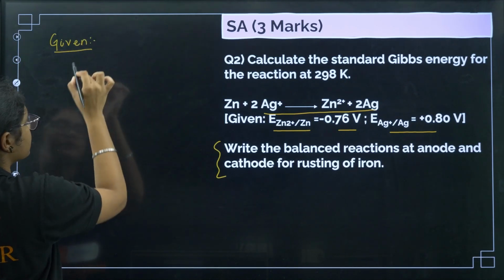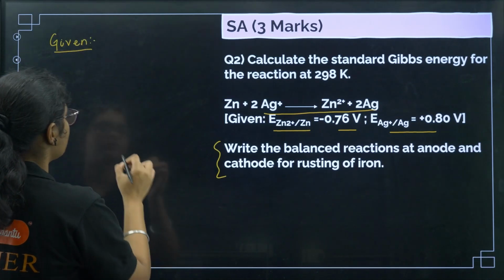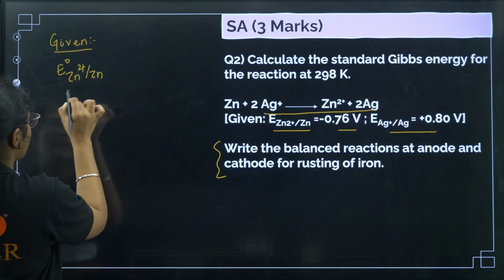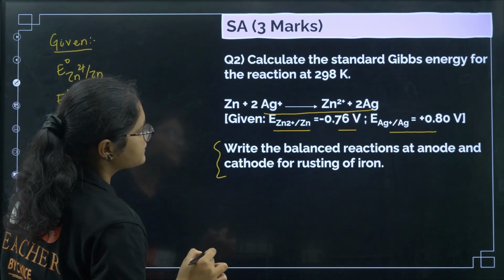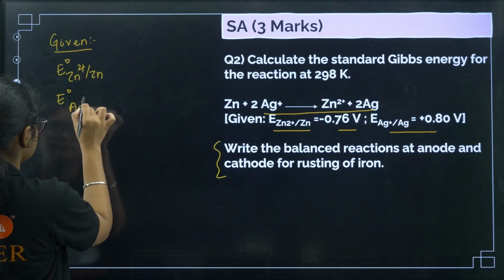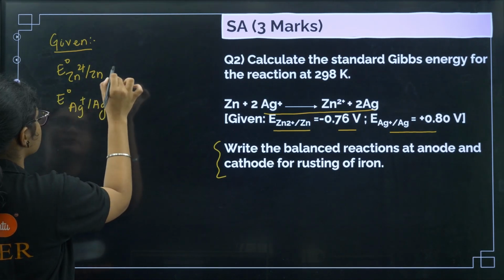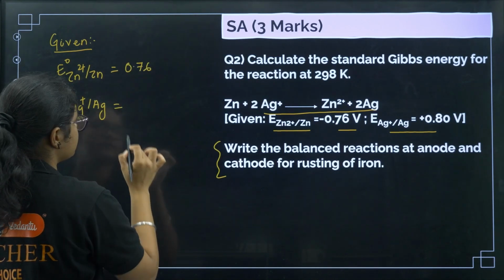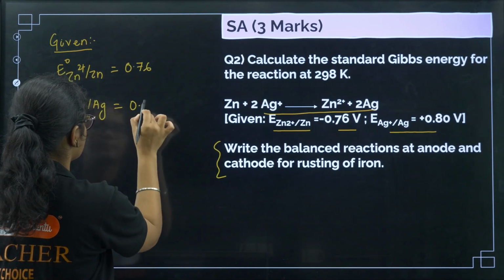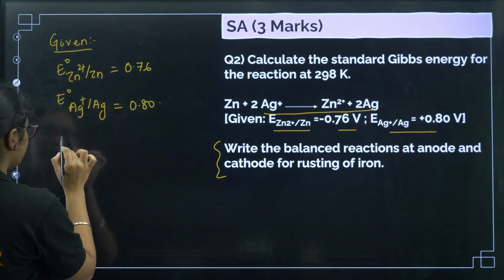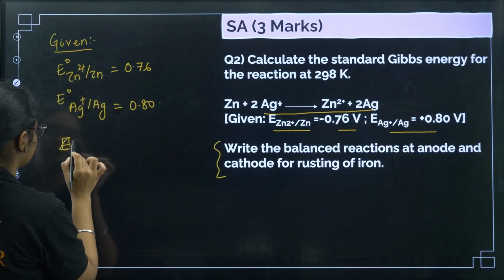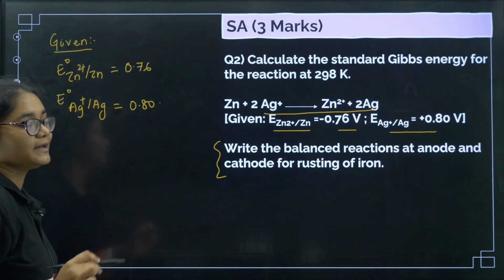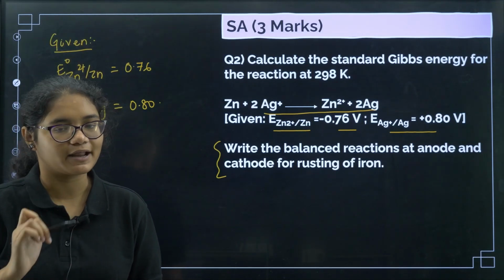What is the given data here? Cell is given and you have E naught of Zn2 plus to Zn and E naught of silver plus to silver. Zn2 plus to Zn value is how much? 0.76 and silver plus to silver is 0.8. Now we need to calculate the delta G value, right? And what's the formula for delta G? Minus nF E naught of the cell. So we need the value of E naught.